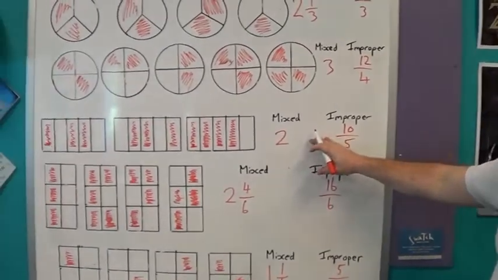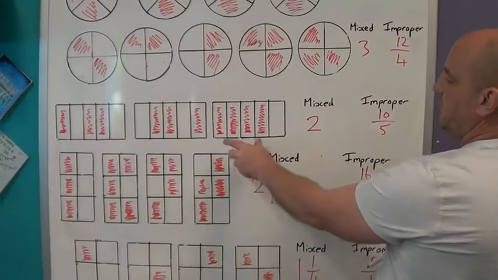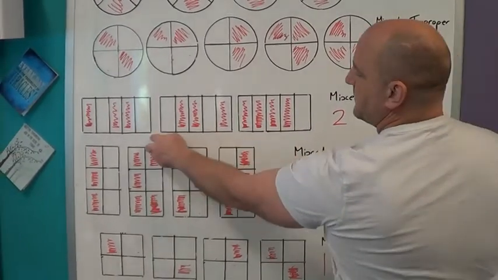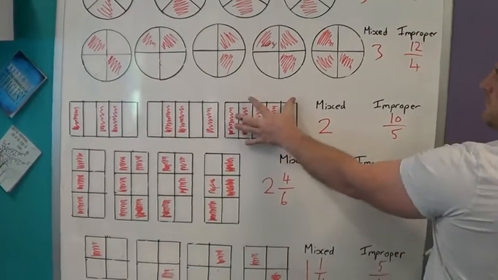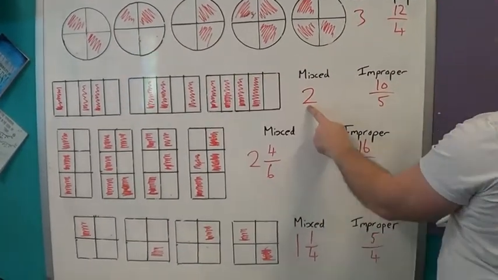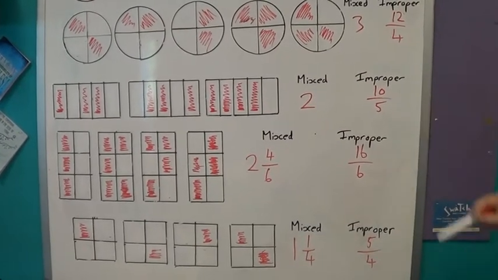Same for question 3. So pieces missing, I'm going to use these 4 pieces to fill in these 4 gaps to give me 2 complete holes, and I've used up all this, so I don't need it, so there's only 2. Again, you don't need to write the fraction, and the improper fraction is 10/5.